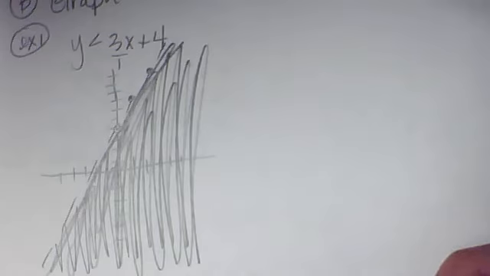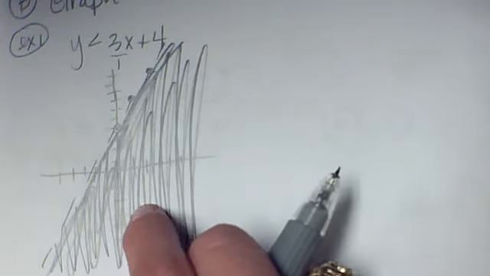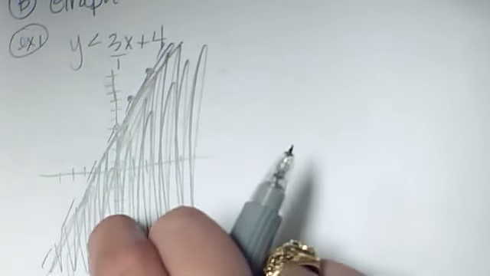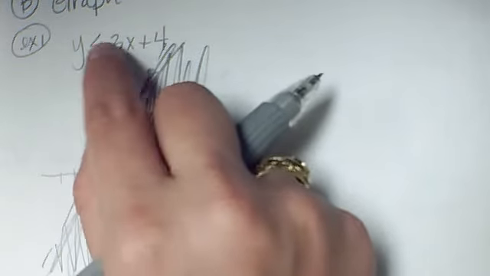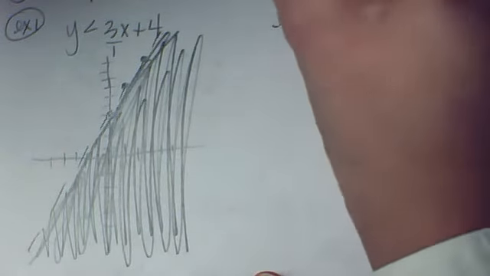Let me clarify what that means for you. Anything on this side of the line works as a solution. So any point I pick, no matter where it is, would work as a solution as long as it's in the shaded region. Anything in the non-shaded region would not be a solution. Okay? Let's look at one more example, number 2.